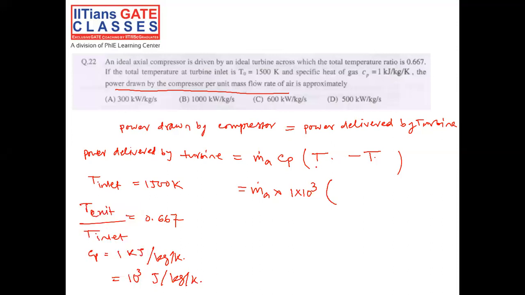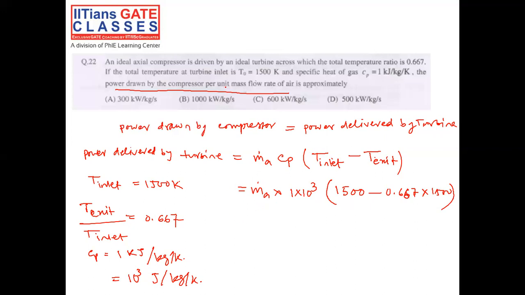So power delivered by turbine is m dot Cp into T inlet, that is total temperature at the inlet of the turbine minus total temperature at the exit of the turbine. Now this T inlet, we know this is 1500 Kelvin, and T exit from this we can find out as 0.667 multiplied by 1500, right? So this is the power delivered by turbine and also the power drawn by compressor.